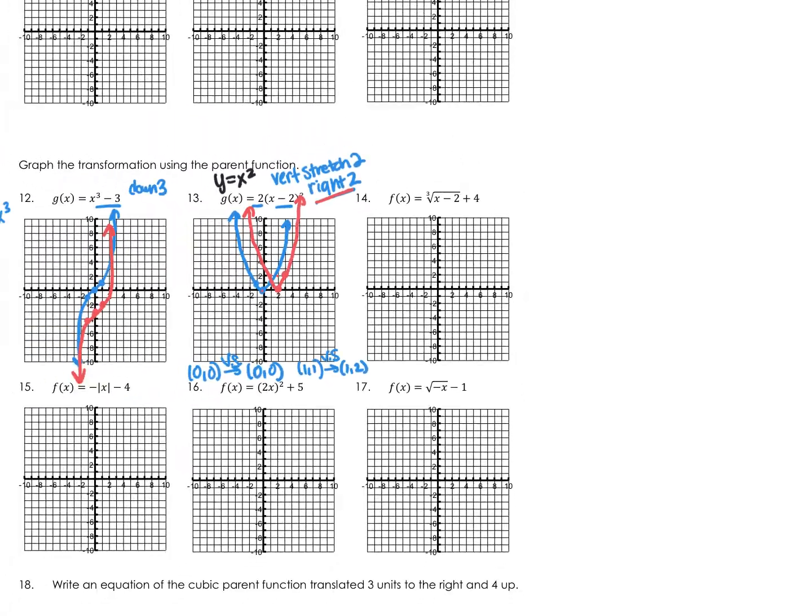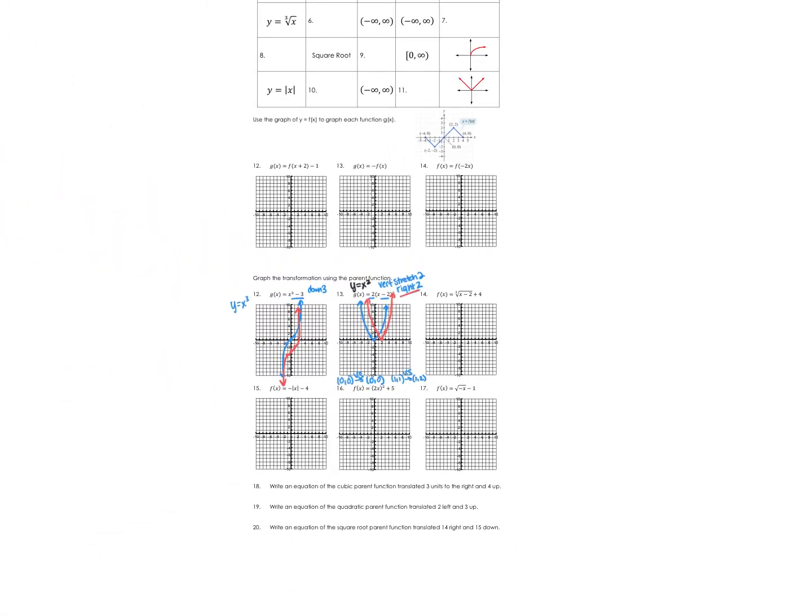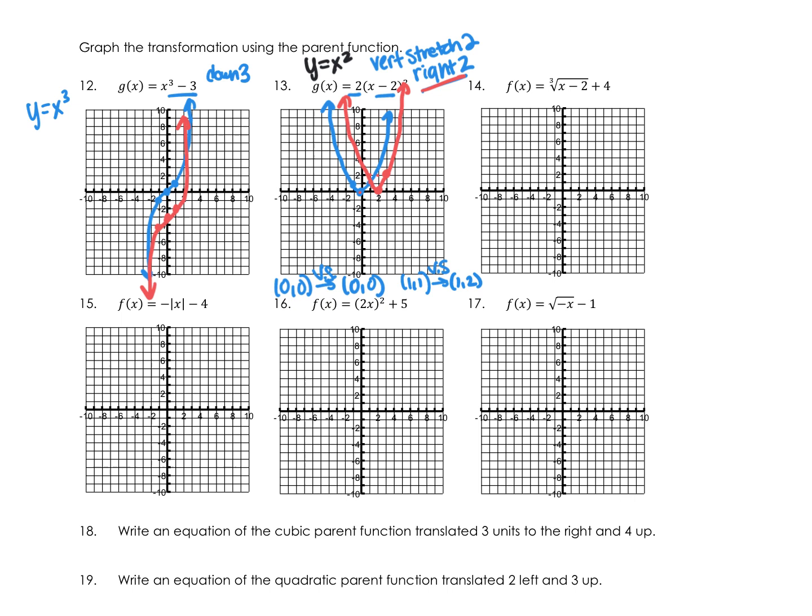For number 14, our parent function here is going to be the cube root of x. We can see that because we see the cube root here. And this minus 2 on the inside is going to tell us about left and right because it's on the inside. It will be the opposite, so we'll go right 2. And the plus 4 on the outside is going to be up and down, and it will be exactly what we think, up 4. So first let's draw the parent function, the cube root function.